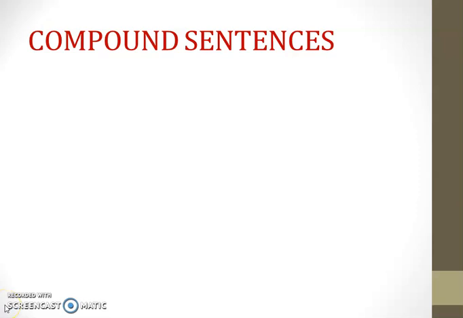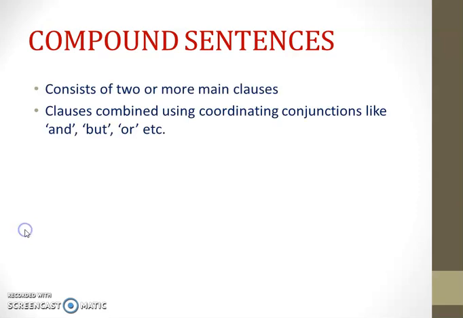After the simple sentence, we are moving on to the next type of sentence, that is the compound sentence. Let's see what a compound sentence is. A compound sentence consists of two or more main clauses. You must note: two or more main clauses. That shows that all the clauses in a compound sentence are of equal status. It is not that one clause is superior to the other and the other is subordinate. All clauses are of the same status. All of them are main clauses.